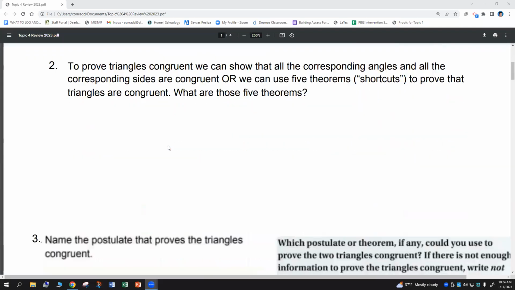Okay, the next one, there are 5 different shortcuts to show that triangles are congruent. So side, side, side; side, angle, side; angle, side, angle; angle, angle, side; and HL. Those are our 5 shortcuts. Our 5 theorems, our 5 shortcuts to show that two triangles have to be the same size and shape.